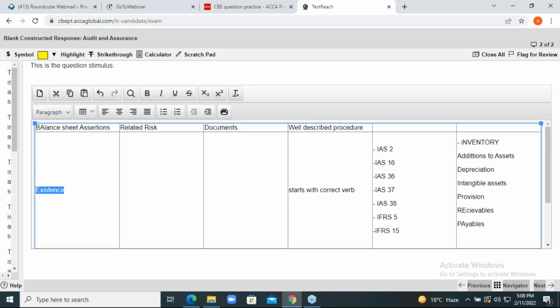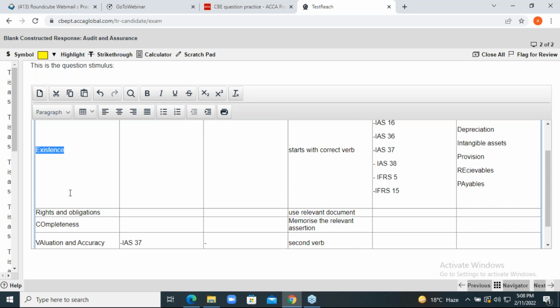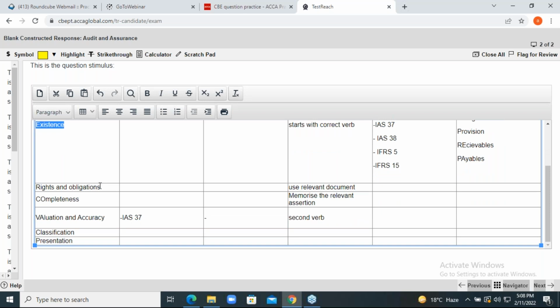Normally the existence of loans or other things is confirmed through bank statement. But in case of asset, you go and physically check, as in the case of inventory where physical count is done. Rights and obligations: if we have purchased assets, then there will be purchase invoices, and rights can be confirmed over there, and a loan agreement can confirm the name of our obligation. So loan agreement or purchase invoice is relevant evidence for rights and obligations.